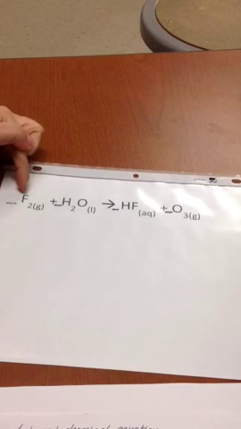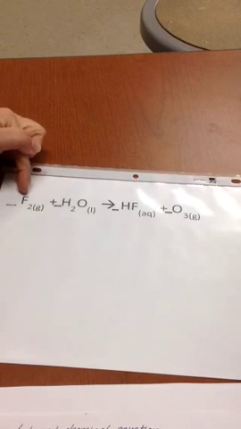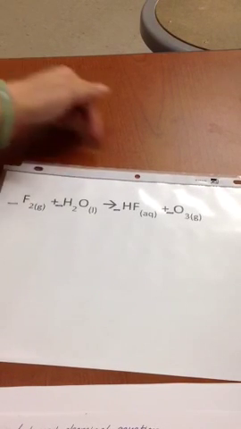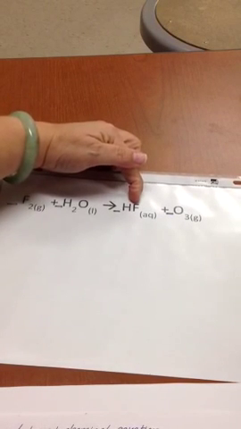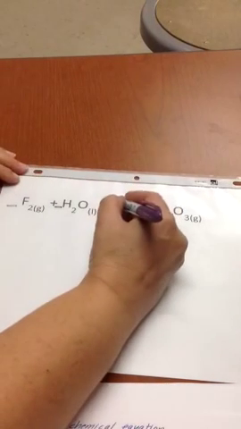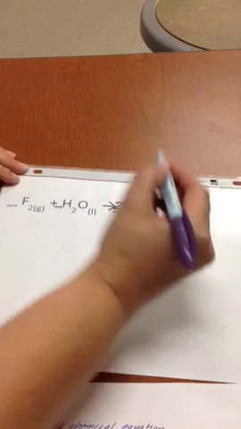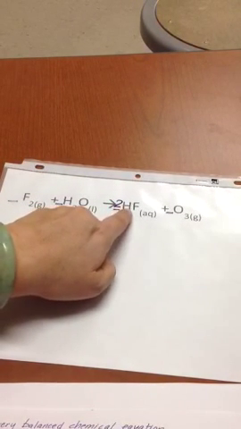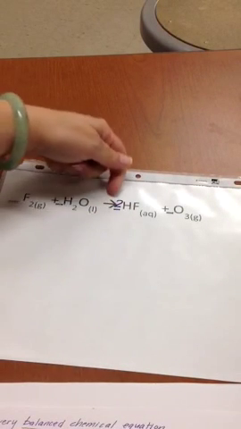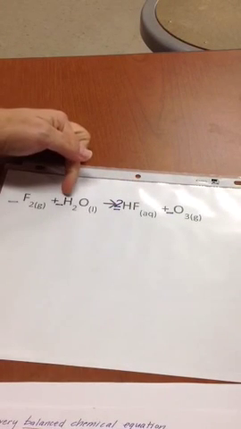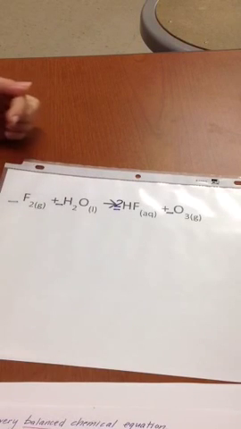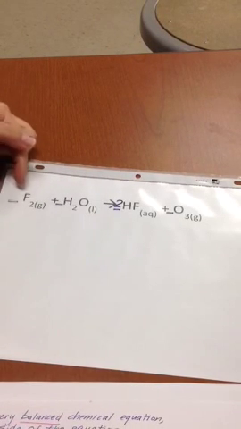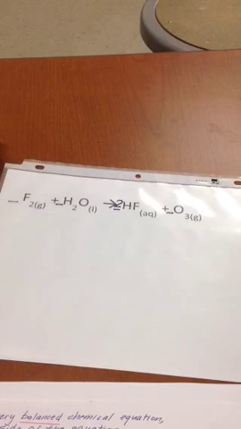So the way I start is I look here in the front, I have F2. And I have 2, and I look over here and I have 1, and so I fix it. So I take a big coefficient number 2 and put it on the equation. What that does, it also affects my H. So now I have 2 H's. Over here I have 2 H's. So far I think I'm doing great. I have 2 F's and I have 2 H's.